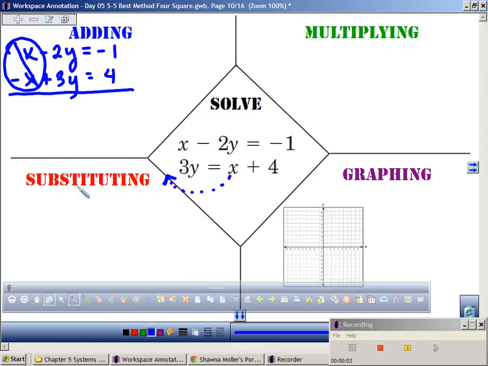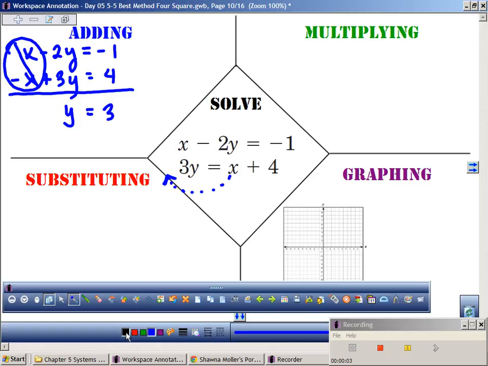Alright, so now by elimination, I can just combine the two equations. X and negative x are zero pairs, so they cancel out. And I have a negative 2y and a positive 3y. They have different signs, so we find the difference. The difference between 3 and 2 is 1. And is it a positive or a negative y? Positive, good. Equals, different signs, we find the difference. 4 and 1 is 3. Positive or negative? Positive.